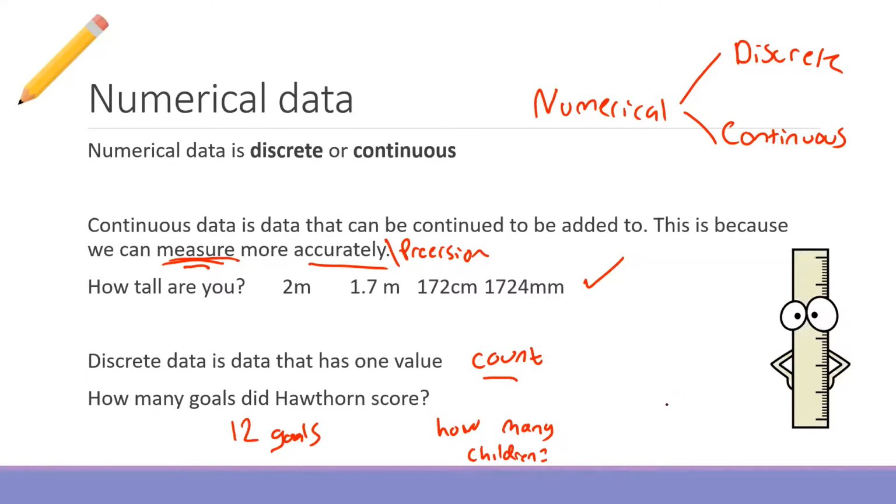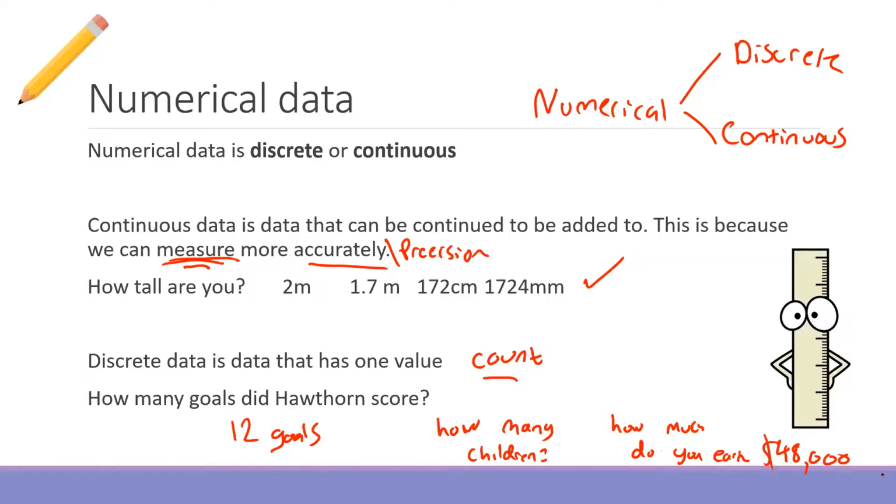Money is also, believe it or not, discrete. How much do you earn? Whatever that is, let's say it's 48,000 per year, that's a discrete number. You can't measure that more accurately. You can't go 48,000.000. Once you know that number, you know that number.